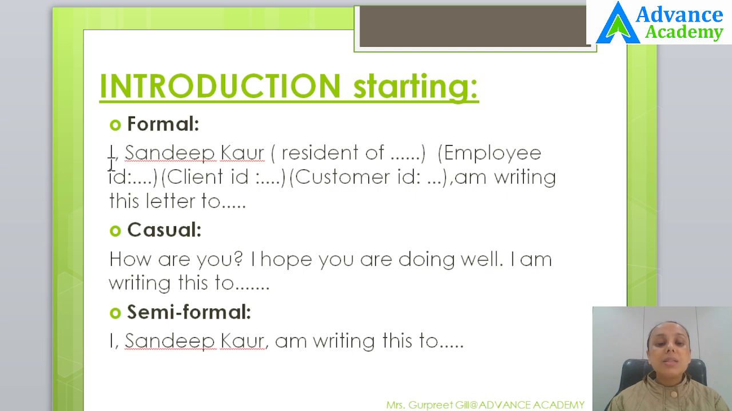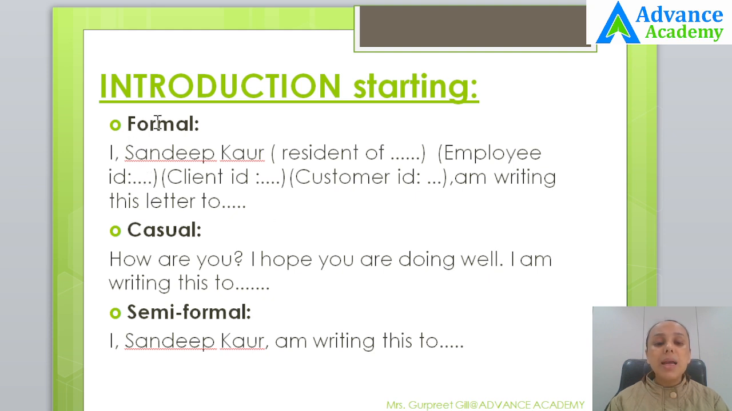For the formal letter, we may use a sentence like: I, put your name over here, I, comma, Gurpreet Kaur, Sandeep Kaur, or Rahul. Then use brackets telling them you are a resident of some place. For example, if you're writing to a mayor, you would introduce that I'm a resident of Ludhiana. Or you might say my employee, bracket, employee ID 401, or client ID 401, or customer ID 120. So you are going to use brackets to professionally introduce yourself because they might not know you by your name. They might recognize you only by your ID.